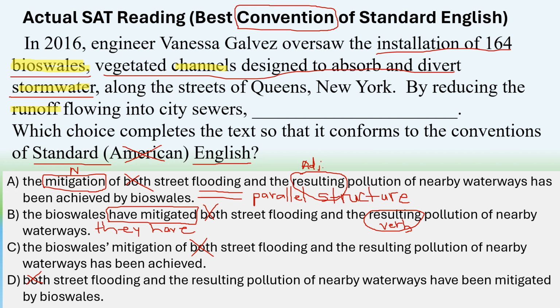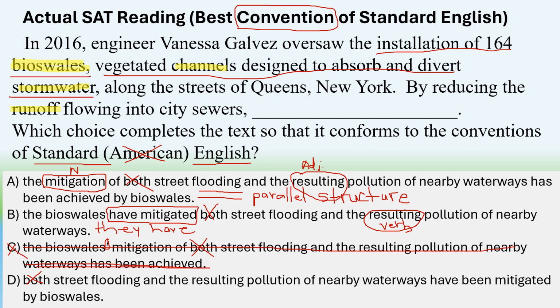You have here for C: the bioswales' mitigation of both street flooding and the resulting pollution of nearby waterways has been achieved. And it looks great because you have an apostrophe trying to show something, but it's complex. And when you go back and say by reducing the runoff flowing into the city sewers, the bioswales' mitigation of street flooding and the resulting pollution of nearby waterways has been achieved, it's cumbersome. It's too much. So I'm going to go ahead and cross it off. It doesn't sound right. Somebody may say it this way at a party. Somebody may even get up and say it at a speech, but it's not correct, and it's really not necessarily parallel structure.